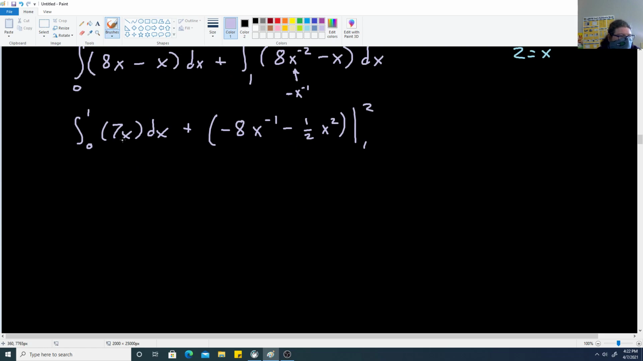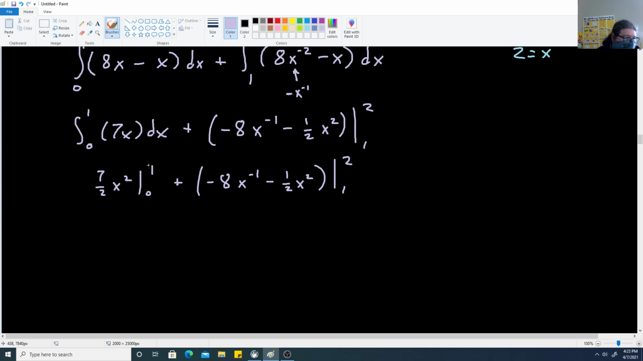Over here, x itself, when I integrate it, goes to 1/2 x squared. So I have 7/2 x squared from 0 to 1, plus negative 8x to the negative 1 minus 1/2 x squared from 1 up to 2.